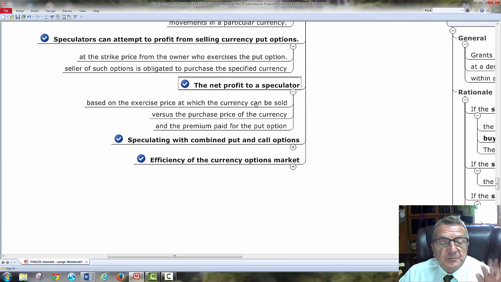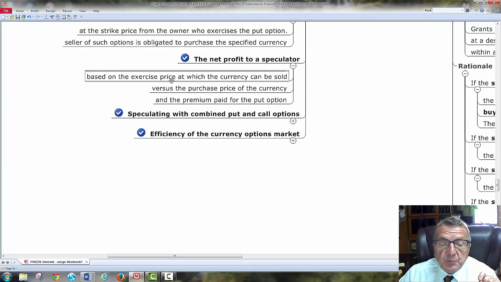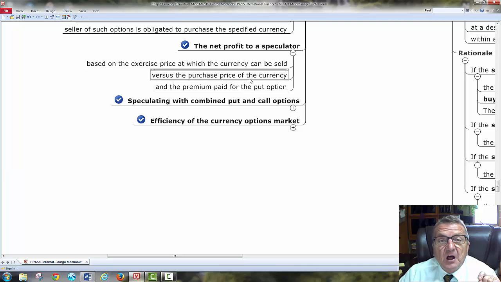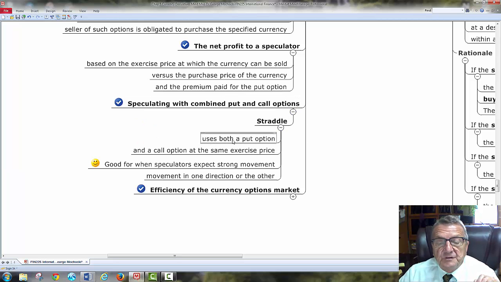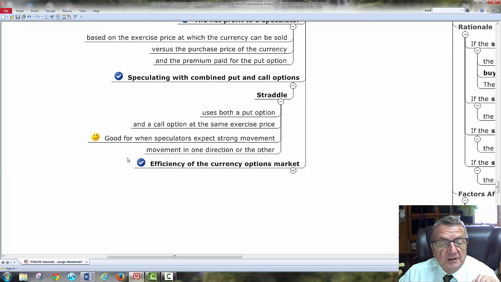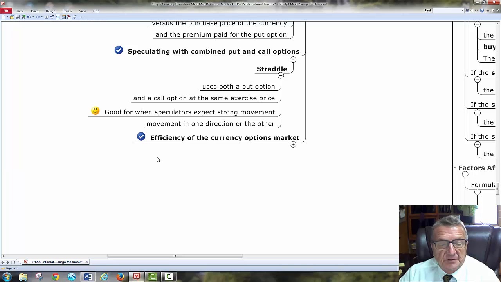Okay, the net profit to the speculator is based on the exercise price at which the currency can be sold versus the purchase price of the currency and the premium paid for the put option. Tongue twister. Okay, speculating with combined put and call options. What they call a straddle uses both a put option and a call option at the same exercise price. Good for when speculators expect strong movement in one direction or the other. They're not sure which way it's going, so they're kind of covering their investment.